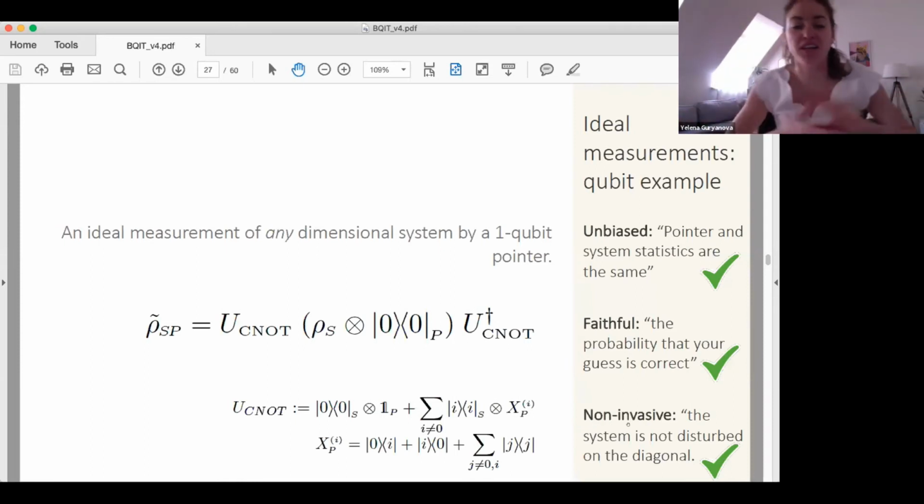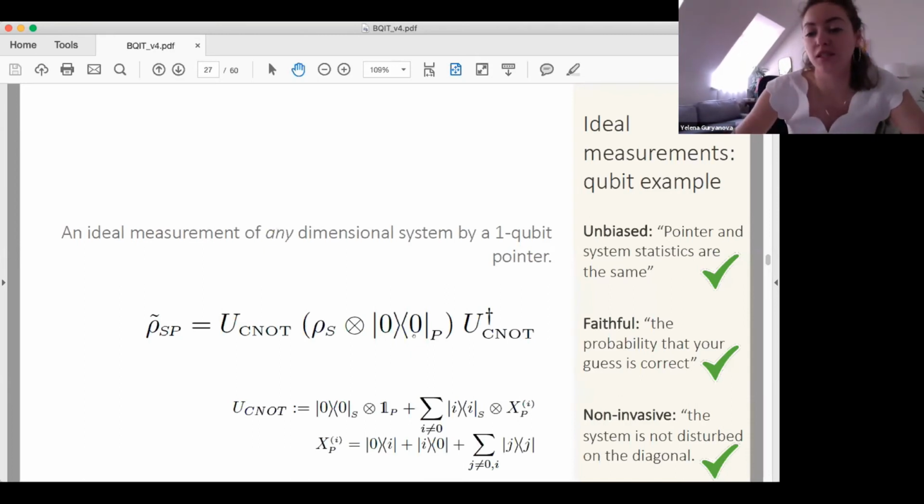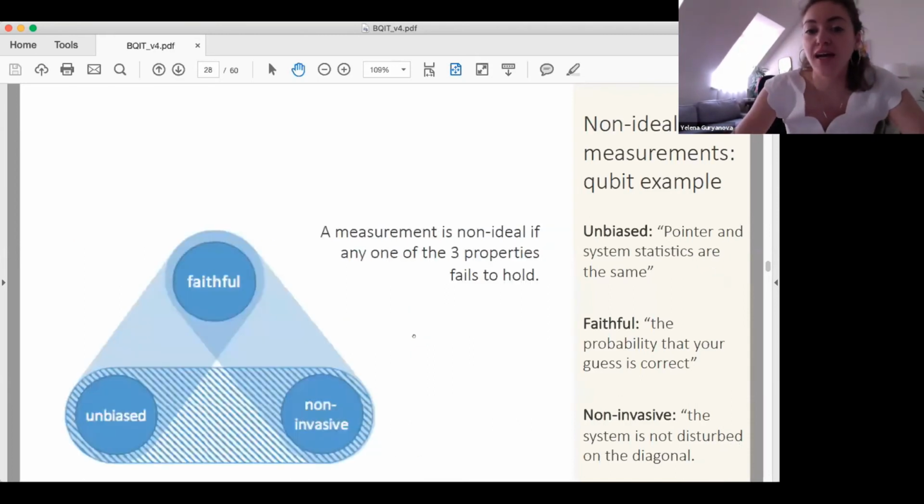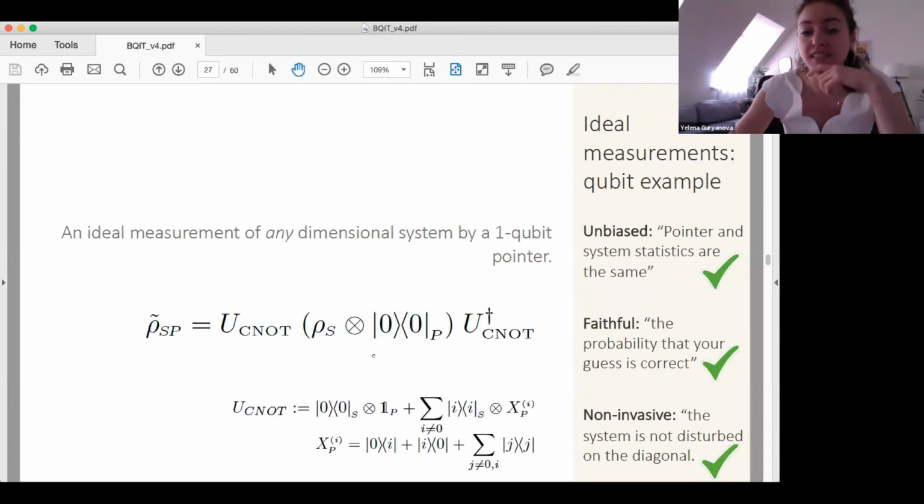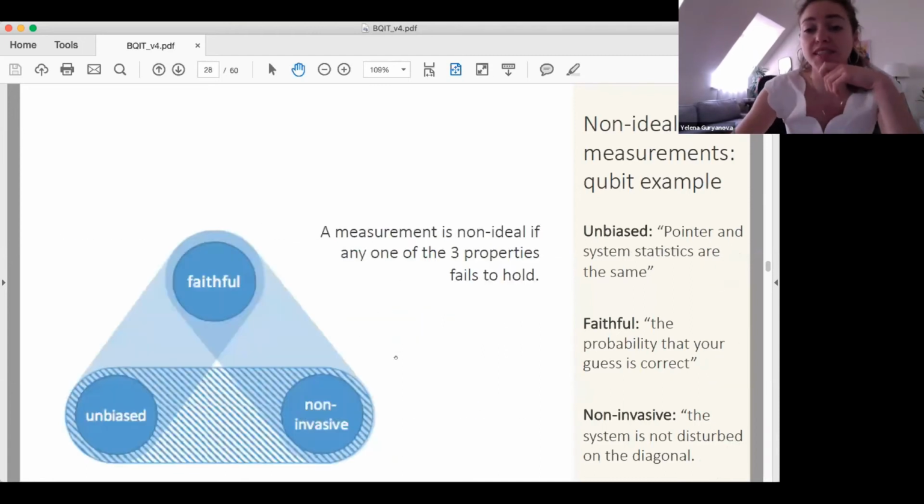So, okay, that's great. So I can measure any system perfectly according to the definitions. But the point is I did this with a pointer that's in the pure state. And we'll see that this is the problem here. So we say that a measurement is non-ideal if any one of these three properties fails to hold. The property of unbiasedness, this idea of the system statistics; the property of being faithful, which is when you have perfect correlations; and this idea of being non-invasive, which is that you don't disturb the system.